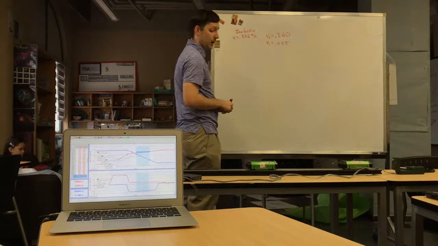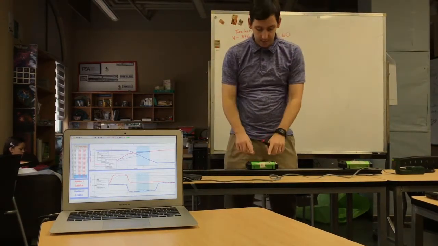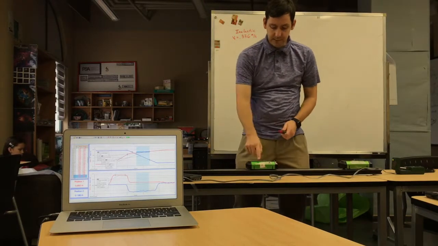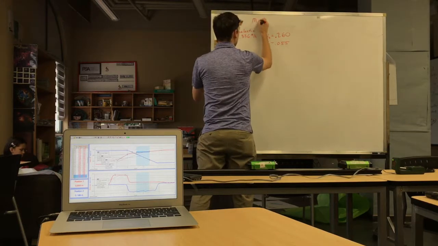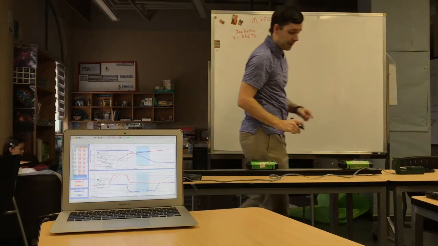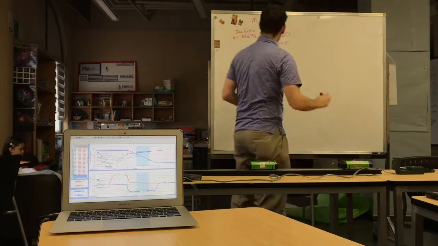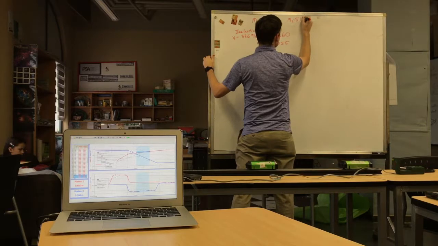We do have the masses of the two carts. The mass of cart 1 was 512 grams. Mass 1 is 512 grams. And then mass 2 was also 512, so about the same size.